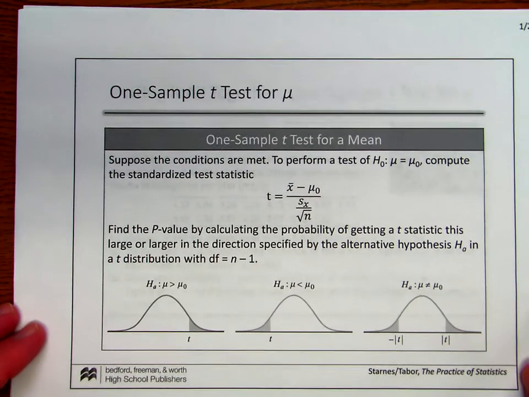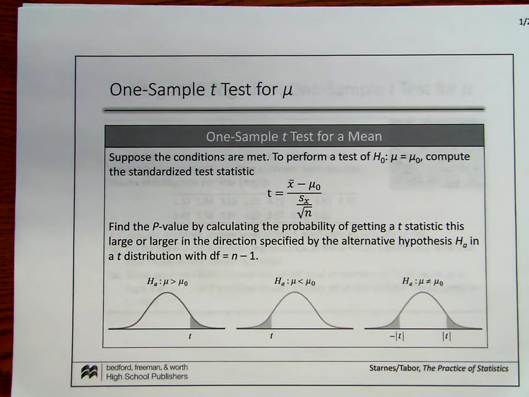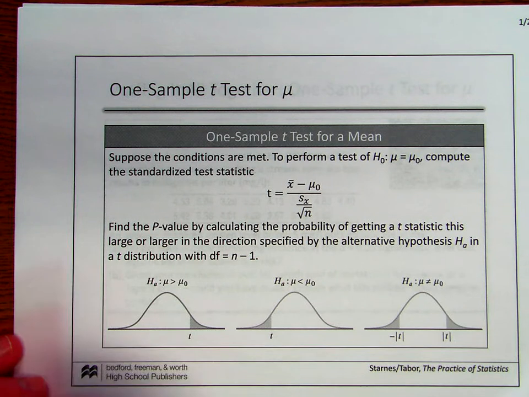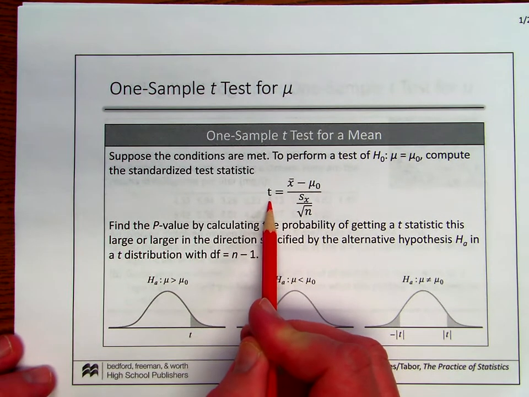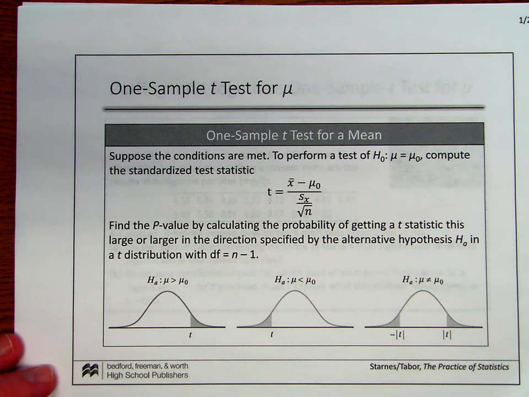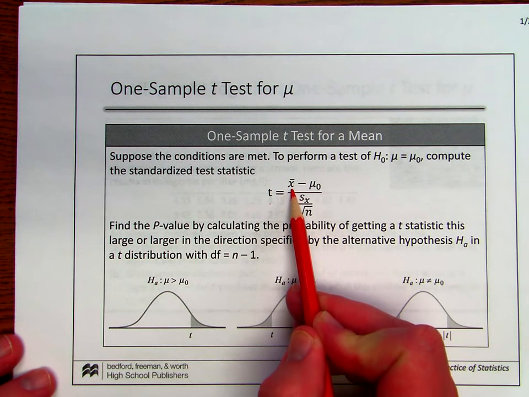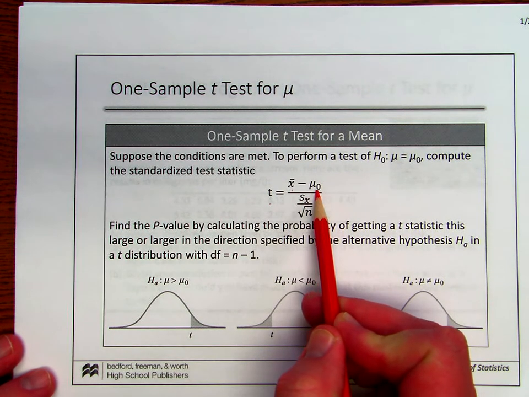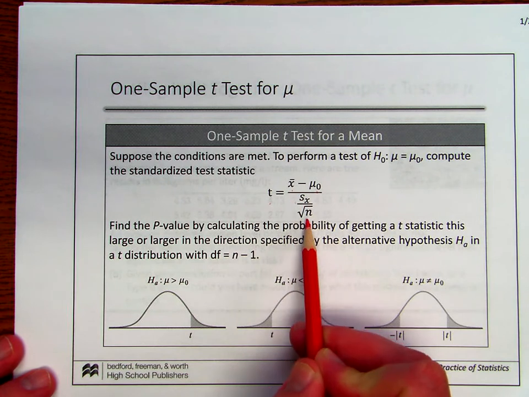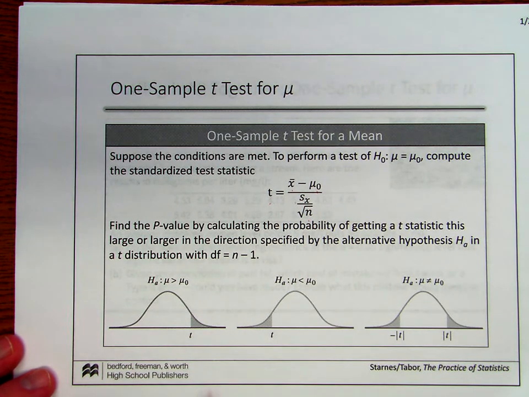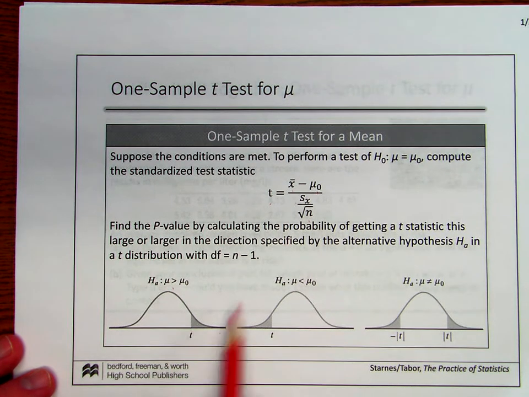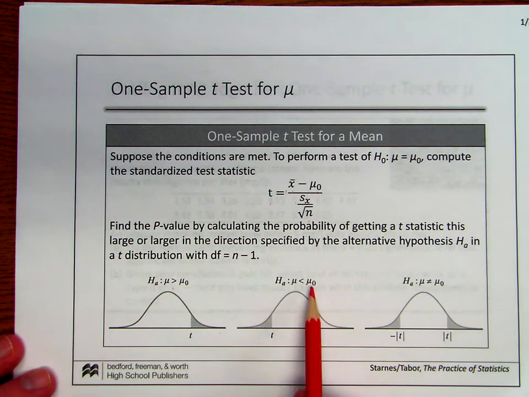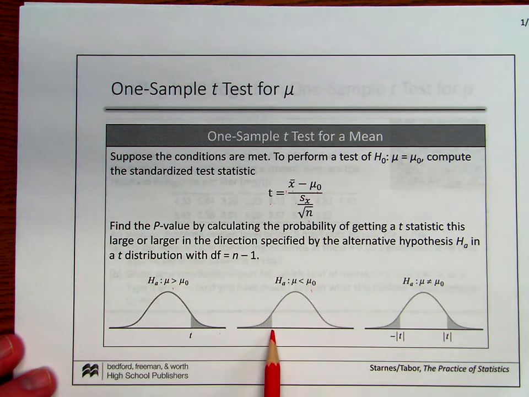All significance tests have a test statistic associated with them. The t-test statistic, which is the one we're going to be using for the one-sample t-test for means, is your sample mean minus the mean from your H0, divided by the sample standard deviation divided by the square root of the sample size. If you are doing a right-tailed test, you are looking for the area to the right of that value. If you're doing a left-tailed test, you are looking for the area to the left.